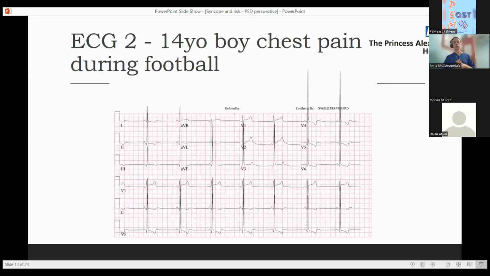So come back to our 14-year-old boy. We've all identified these things, and we're all now saying, this side is across the left ventricle. He's got some T-wave inversion. That means his ventricle's not repolarizing properly. Something is changing about the way it's repolarizing.